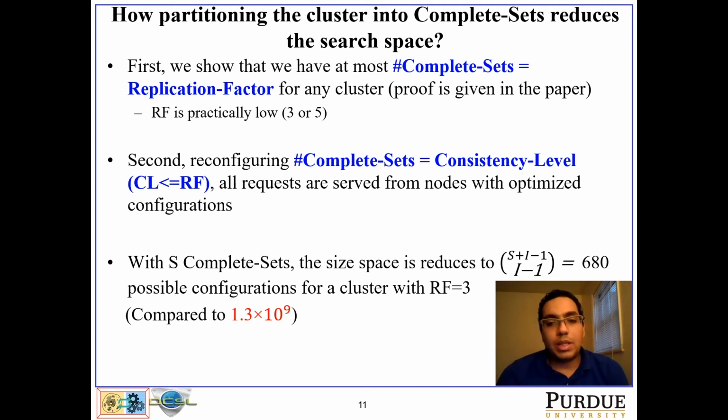Revisiting the same example with 20 nodes and 15 configurations to select from, now with partitioning the cluster into S complete sets, we have only 680 possible configurations compared to 1.3 multiplied by 10 to the power of 9 if we don't partition the cluster into complete sets. And this space of 680 possible configurations is indeed feasible to model and optimize.